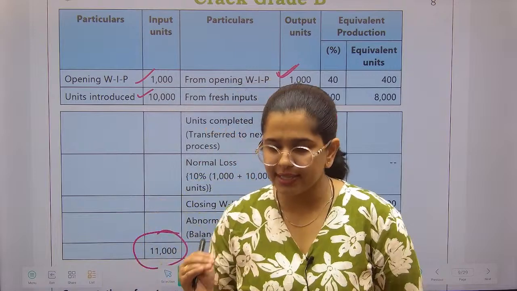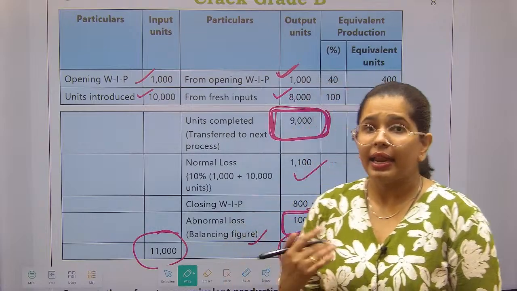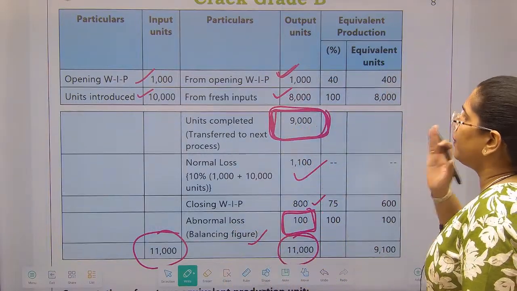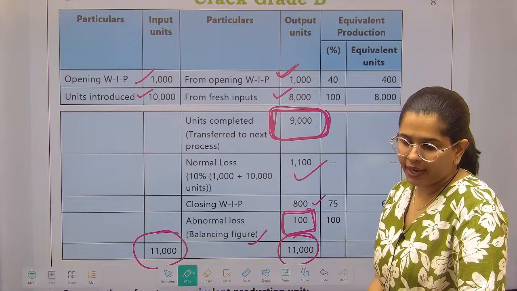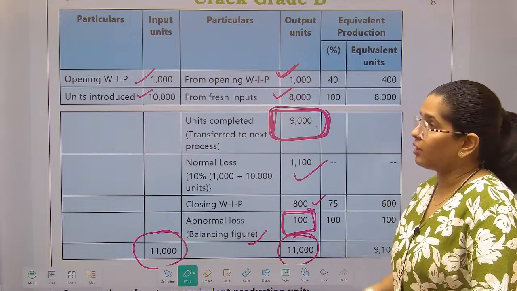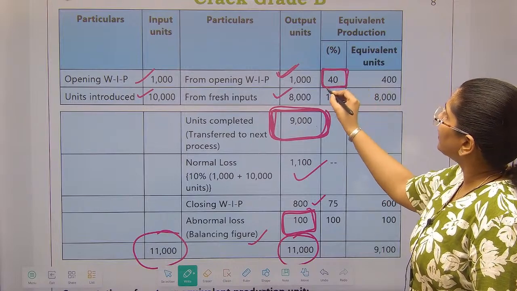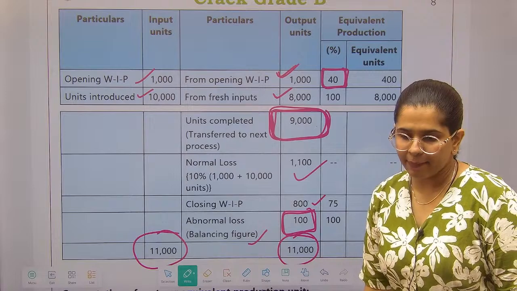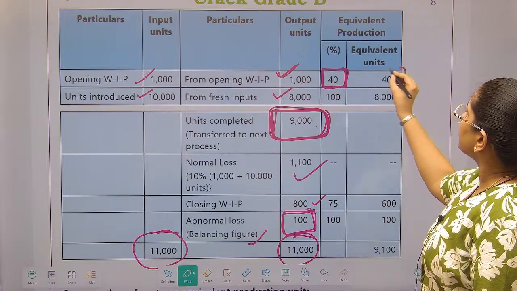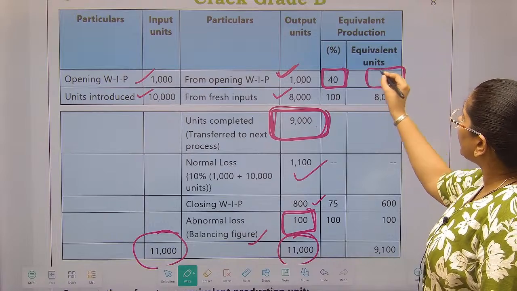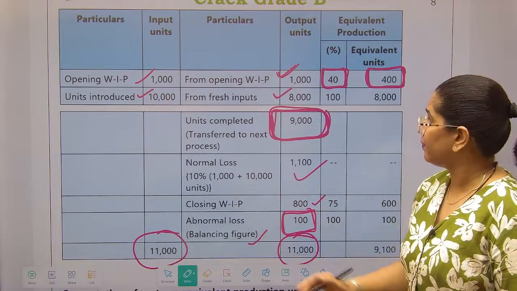ठीक है, तो concept, क्योंकि equivalent वाला थोड़ा सा हमारे दिमाग में problem create करता है ना, that is why. Now let us see this equivalent production. Opening WIP was 60% complete already. 60% already complete था. So now in this process, how much have I worked on it? That is 40%. मैंने कितना काम किया उसके ऊपर? 40%, right? So 1000 multiplied by 40%. That means 400 equivalent finished goods worth of work I have done.